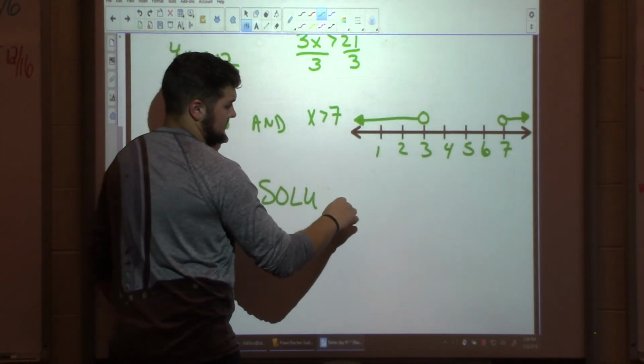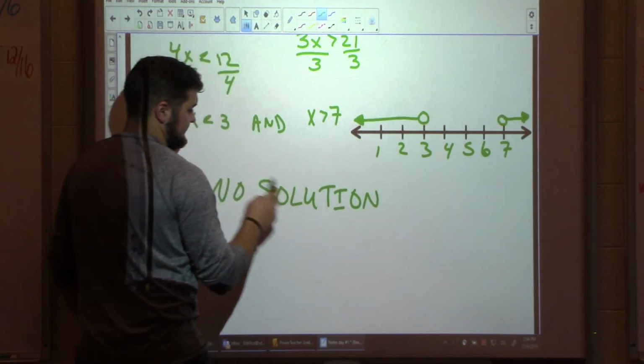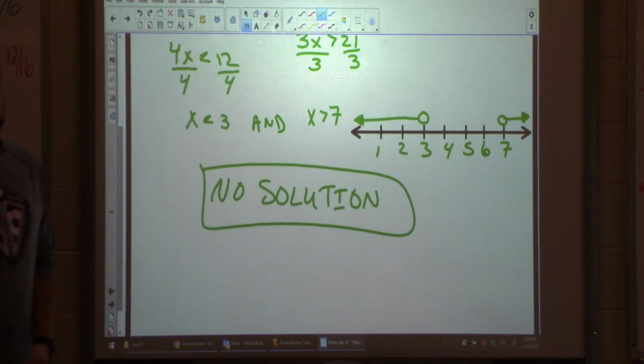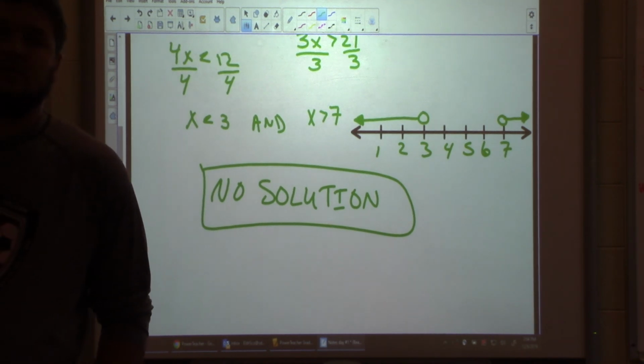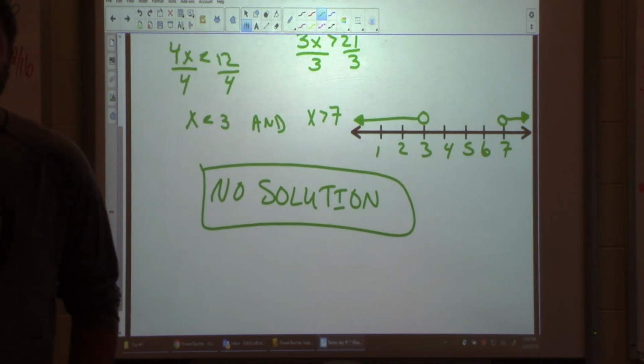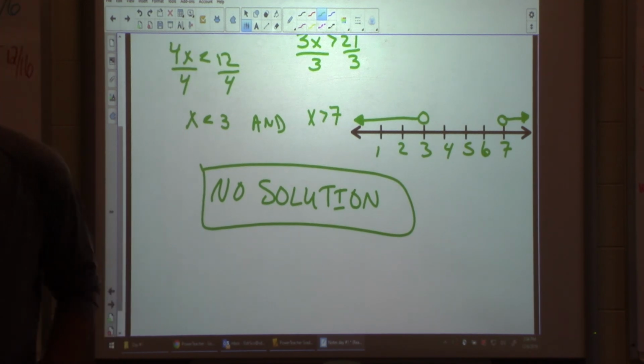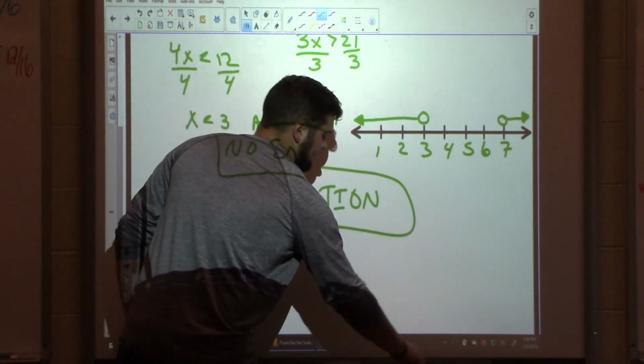You have to write no solution. Can we just put a dash? No. Don't put no solution. Don't be lazy. Can we write unsolvable? No. Don't be lazy. Can we put not possible? No. No solution.